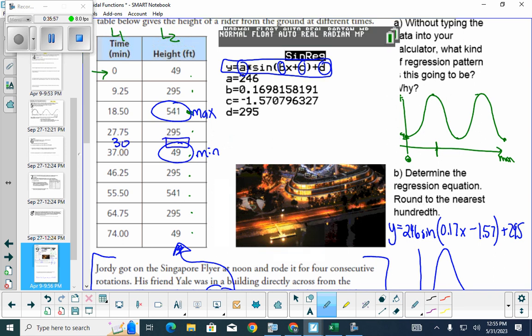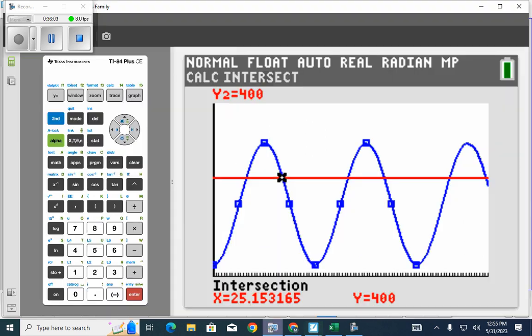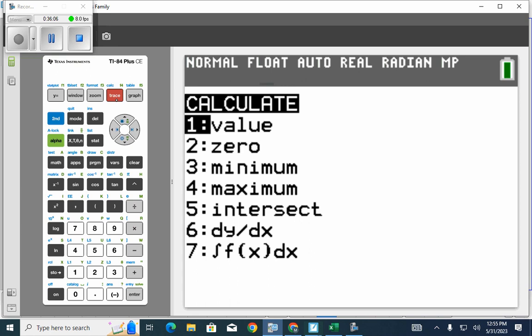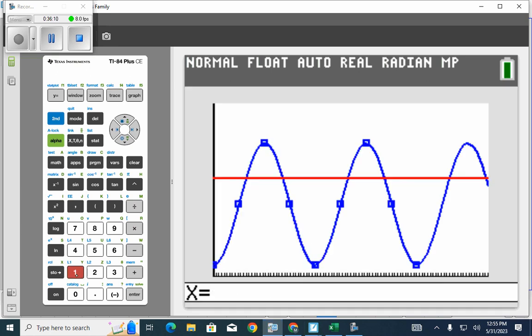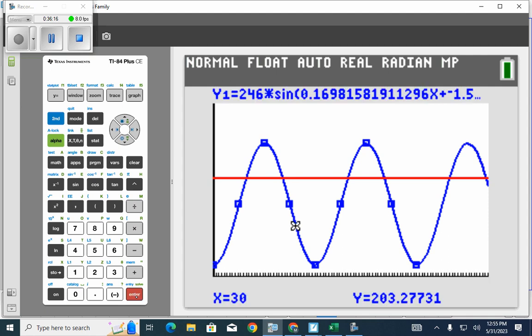So what I've done is I've given you an X value, and this time you're looking for a Y. So which one do we pick for this? Number 1. And you go to where X is 30. Sorry, I should have erased Y2. I just didn't do it. And you get it right here. How tall is he off the ground? 203 feet off the ground.